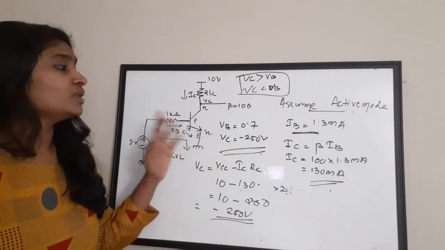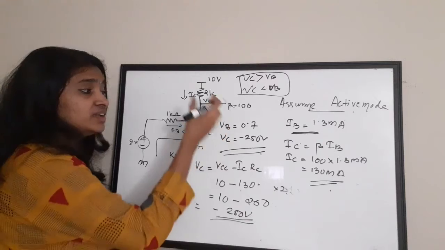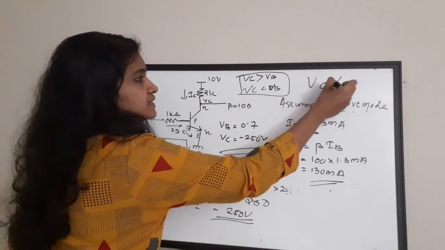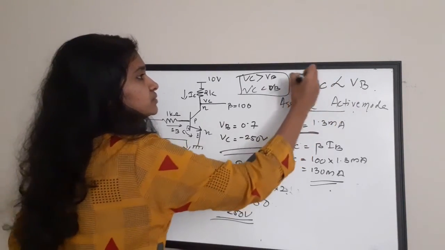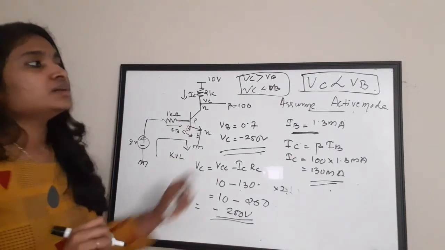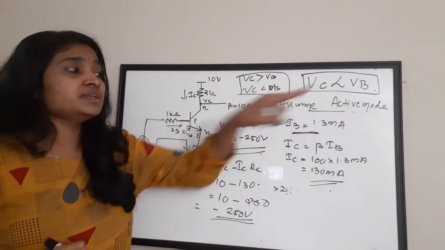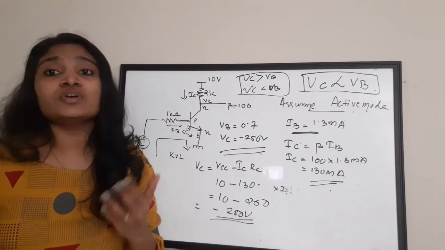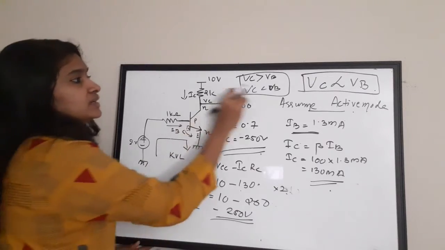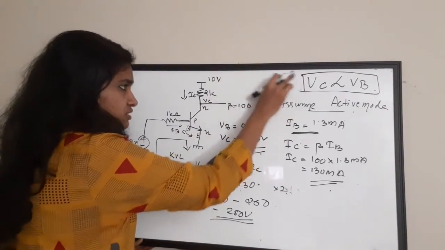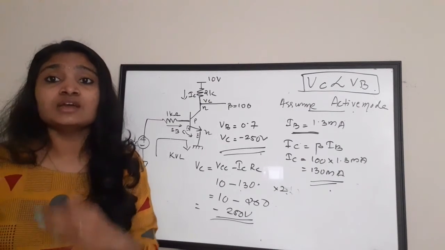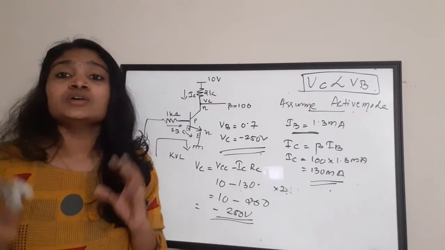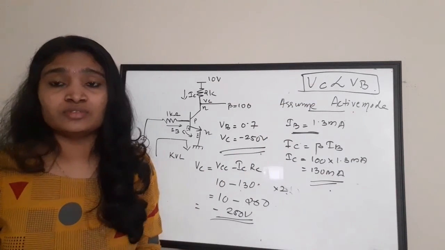Here one thing is very much clear. VC is very less as compared to VB. So VC is less than VB. So now when VC is less than VB, the collector base junction is what bias? It is forward bias, because in order to make the collector base junction reverse bias, VC should be greater than VB, not VC less than VB. So the condition is not satisfied for the active region.